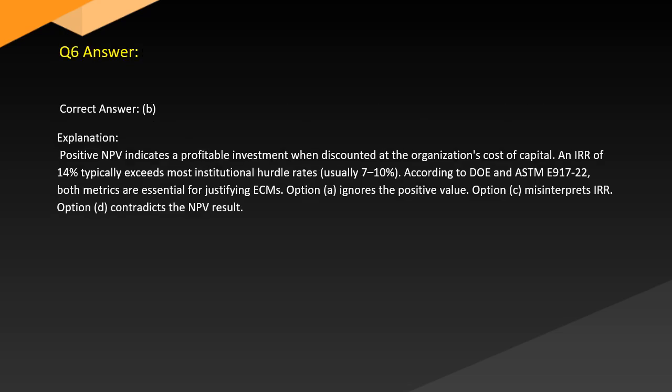Answer. Correct answer: B. Explanation. Positive NPV indicates a profitable investment when discounted at the organization's cost of capital. An IRR of 14% typically exceeds most institutional hurdle rates, usually 7-10%, according to Doe and Astiemi 1722. Both metrics are essential for justifying ECMs. Option A ignores the positive value. Option C misinterprets IRR. Option D contradicts the NPV result.